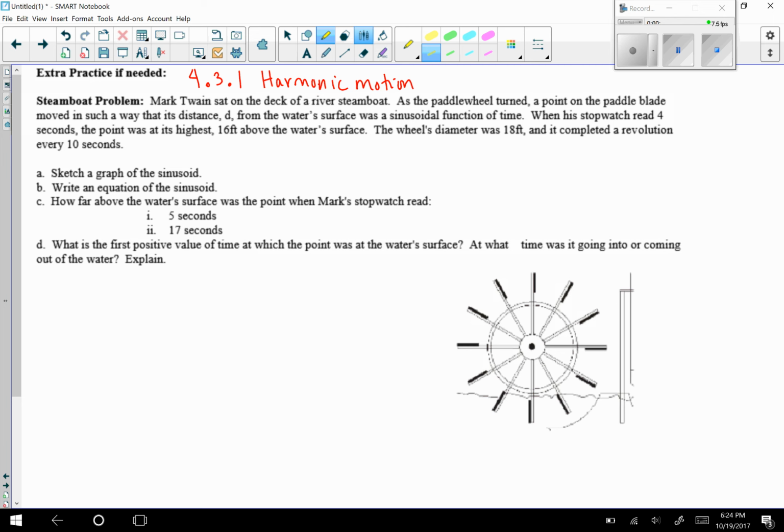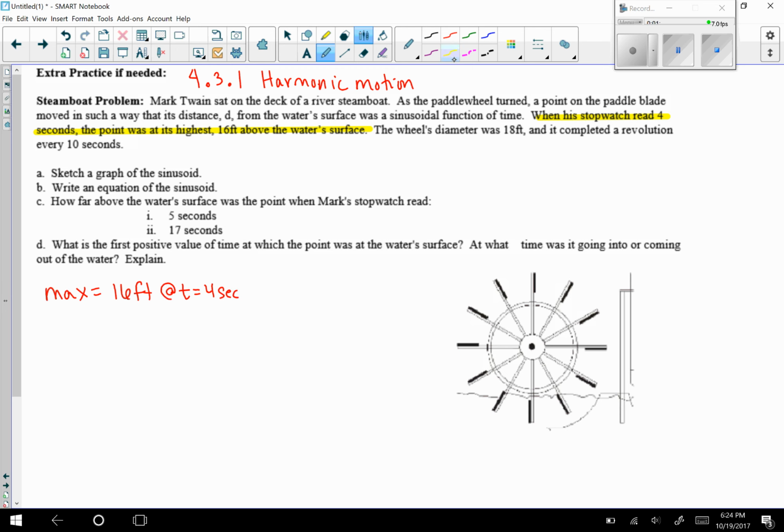We know that when his stopwatch read 4 seconds, the point was at its highest, 16 feet above the water. So that tells me that I have a maximum at 16 feet. And the time when that happened was a time equal to 4 seconds.